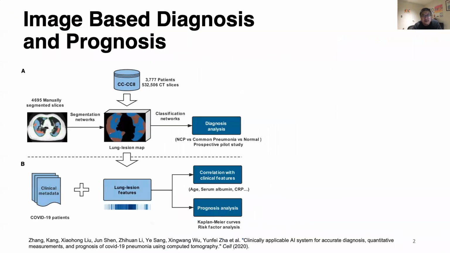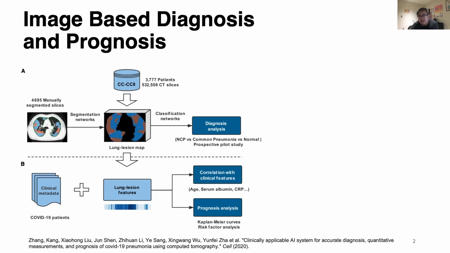And so this is one of the early works published in Cell last year on developing an AI system to analyze the lung CT scans to help with the diagnosis and prognosis of COVID-19. So this figure has two parts. The top part, which is portion A, stands for the workflow of this framework. The authors obtained a large CT data set from the China Consortium of Chest CT Image Investigation. It includes 532,000 CT images from COVID-19, common pneumonia, and normal controls.